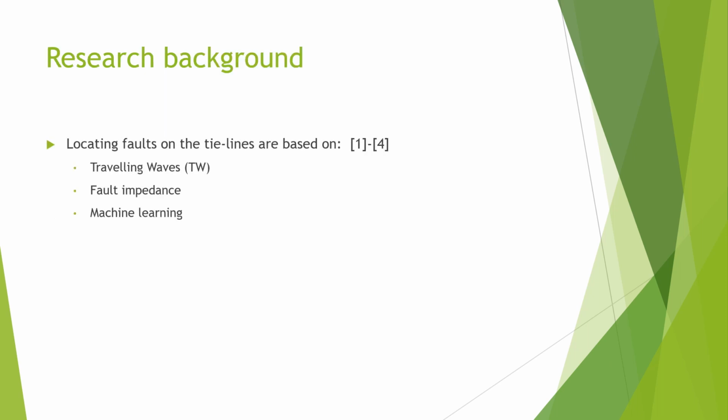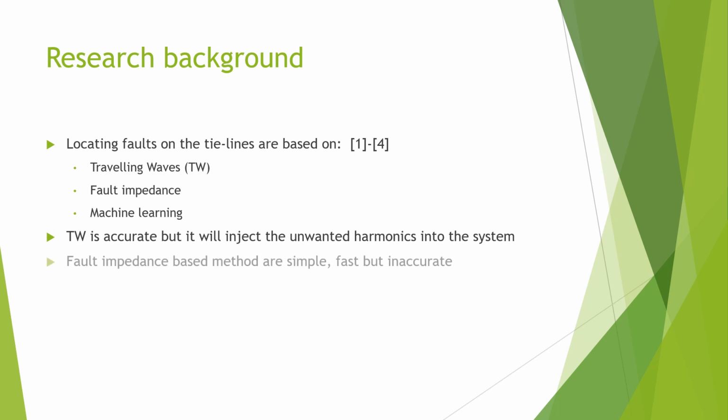The research background for the idea is as given below. Locating faults on the tie line is based on traveling wave, fault impedance, and machine learning. Traveling wave is accurate, but it injects unwanted harmonics into the system, whereas fault impedance based methods are simple and fast, but inaccurate. Machine learning based methods are the most recent and are mainly based on regression based learning, whereas in this paper we have used classification based learning.